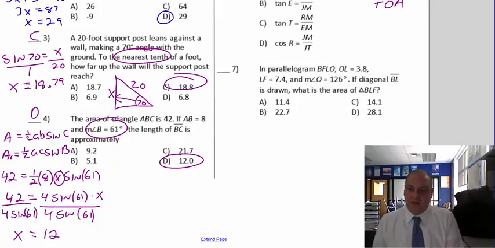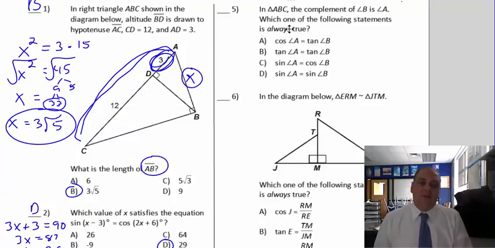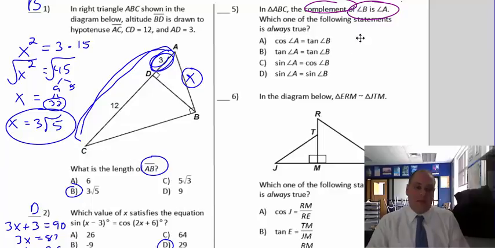Back up here, number 5. In triangle ABC, the complement of angle B is angle A. Complement means adding up to 90. So if angle B and A are complements, they add up to 90. That's what that means. So if two angles add up to 90 in a triangle, guys, the other angle's got to be 90. They must be talking about a right triangle here.